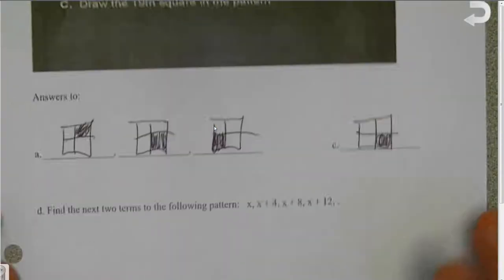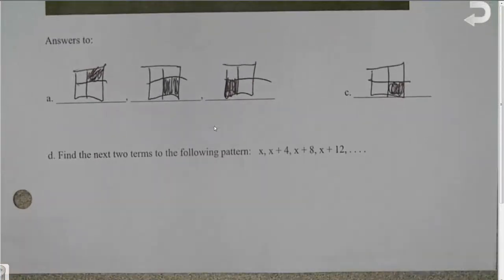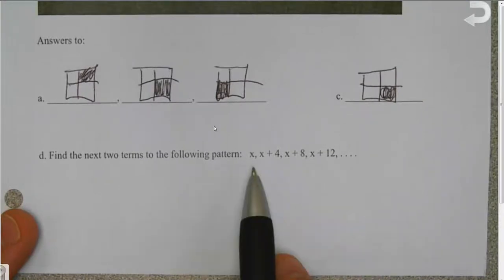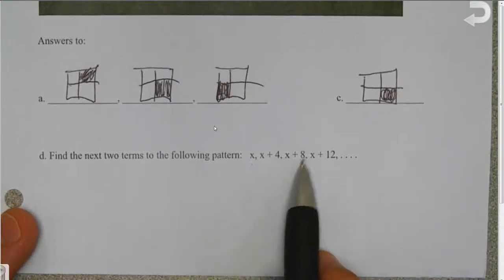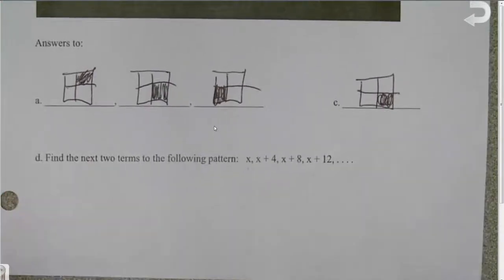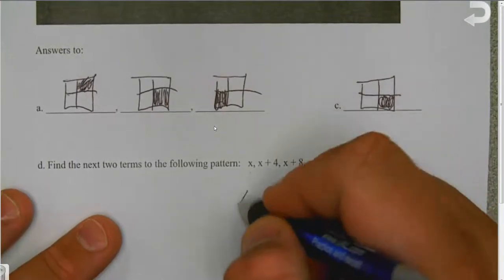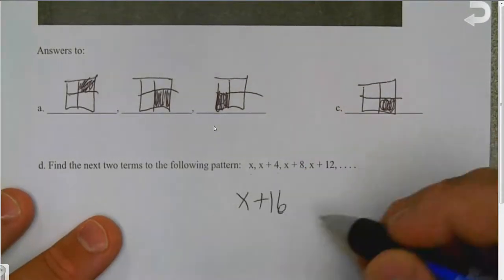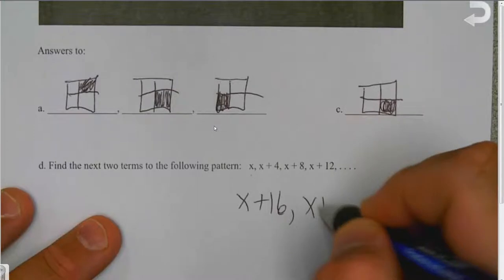And so that's what sometimes happens when we look at algebraic patterns. If this pattern is x, x plus 4, x plus 8, x plus 12, then the pattern is getting added to by what? By 4s. So the next 2 terms are going to be x plus 16 and x plus 20.